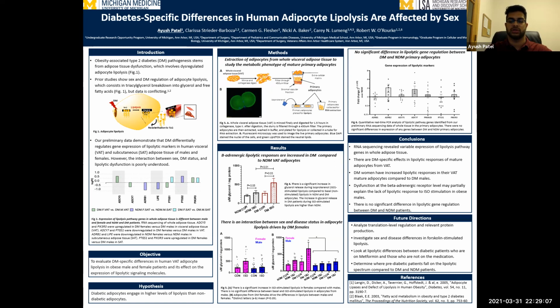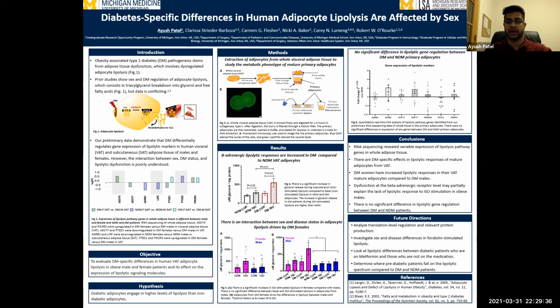I'm going to be talking to you today about the sex and disease-specific differences in lipolysis. So, obesity-associated type 2 diabetes typically stems from adipose tissue dysfunction, which basically means that there's problems with the fat cells in your body. And so what we see in particular is the dysregulation of adipocyte lipolysis. So lipolysis is the breakdown of triglycerides into its separate components. And these components consist of one molecule of glycerol and three free fatty acids.